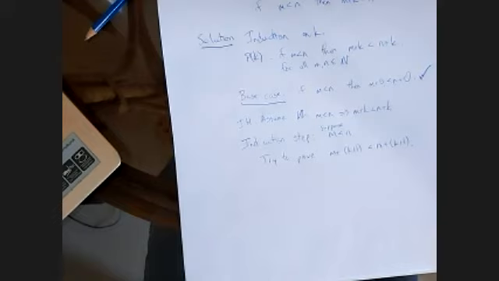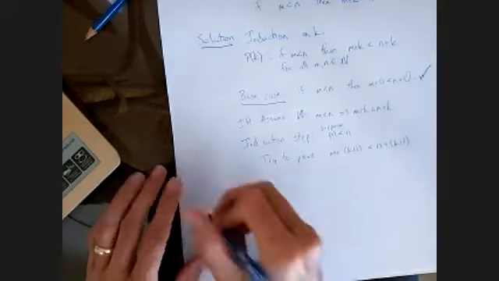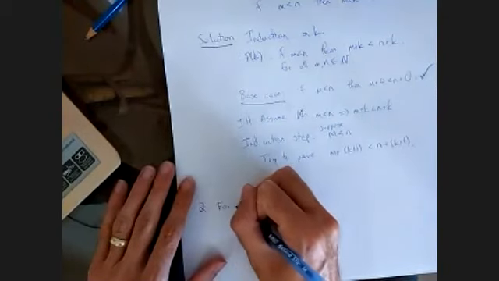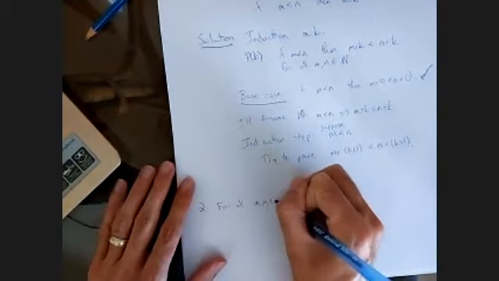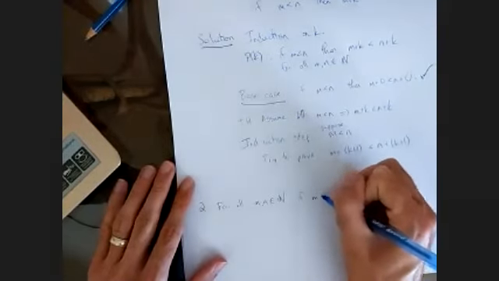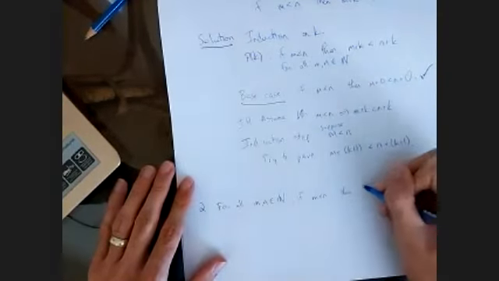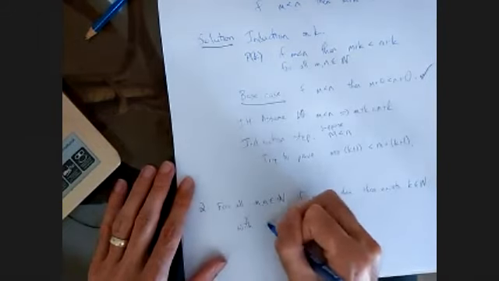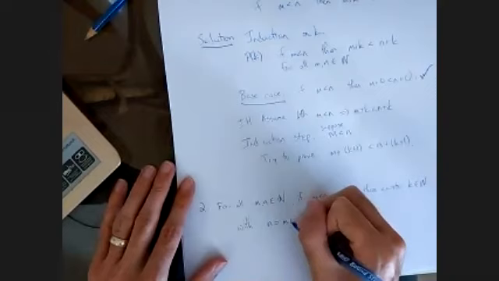I guess I want to say something also about question 2. What is the statement of question 2? You have to prove for all natural numbers m and n, if m is less than n, then there exists k with n equal to m plus k.